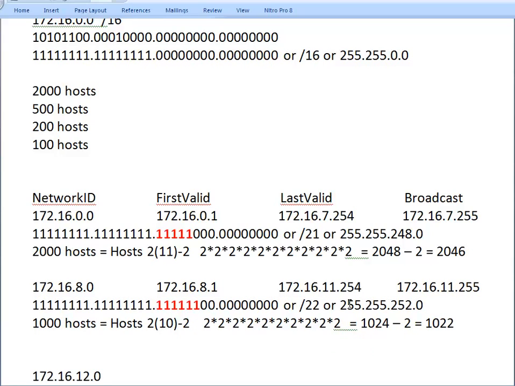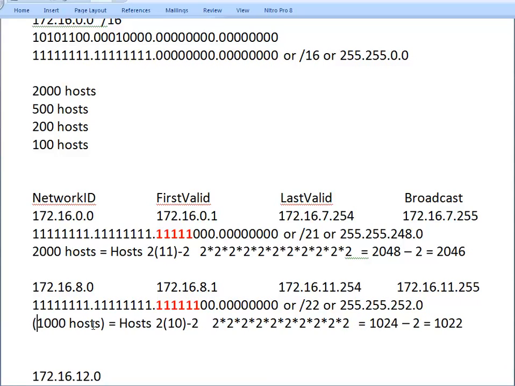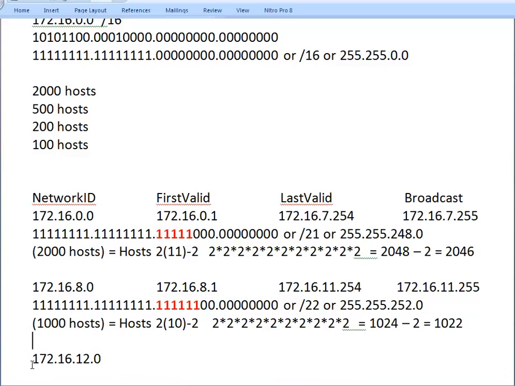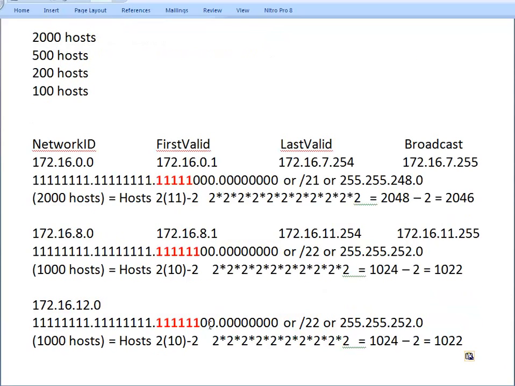Okay. Now we're done for the second network for 1000 hosts. This one was for 1000 hosts. Right. Now the next thing we have to think about is 200 hosts. What do we need for 200 hosts? Now I'm going to just pause. Well, let me just copy these quickly. This information here.